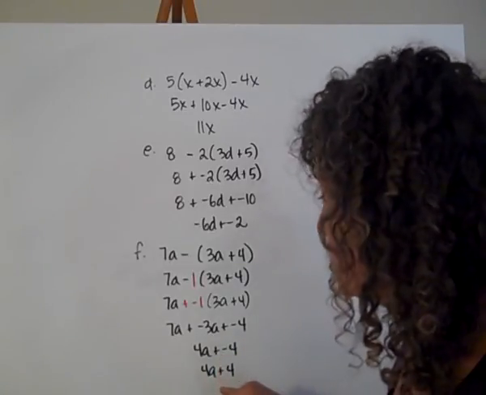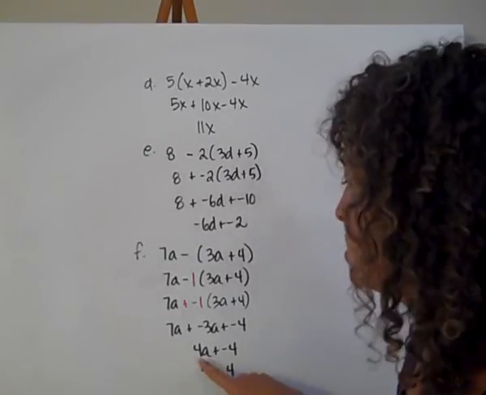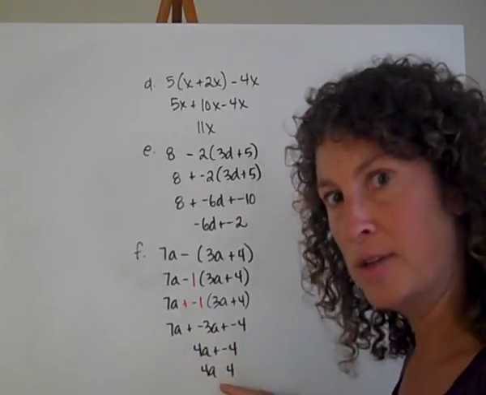I can, if I want, change this to, oh, that's not wrong. That should be a subtraction sign there. So I could change this to 4a minus 4. I don't have a marker, so you're just going to have to imagine the minus 4 in there.